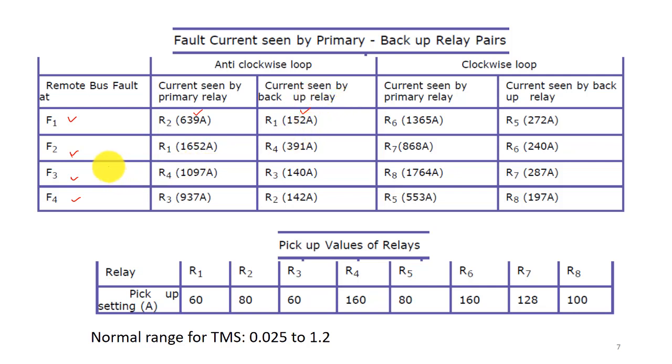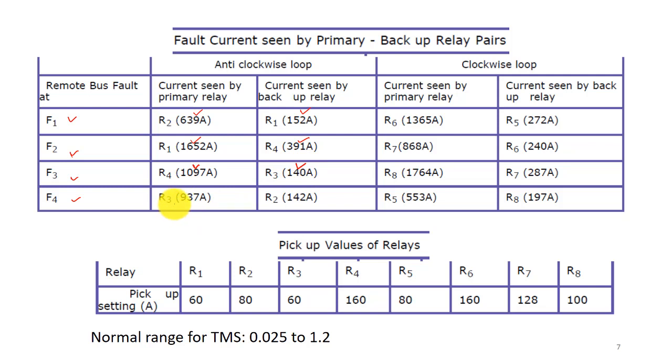Similarly for F2, R1 will act as primary protection, and the current seen by R1 will be 1652 ampere, and R4 will act as the backup protection. It will see a fault current of 391 ampere. Similarly, R4 will act as the primary protection for F3, and the fault current seen by R4 is 1097 ampere, and R3 will be the backup protection for R4, and the current seen by R3 is 140 ampere.